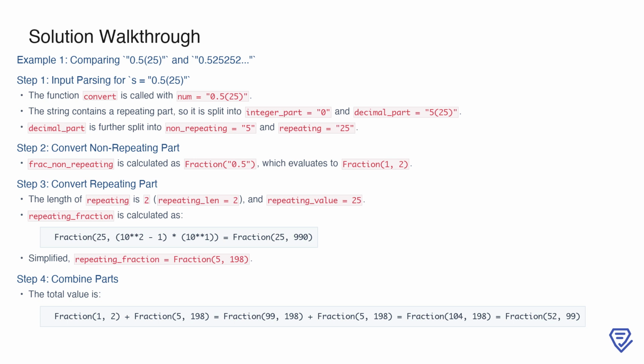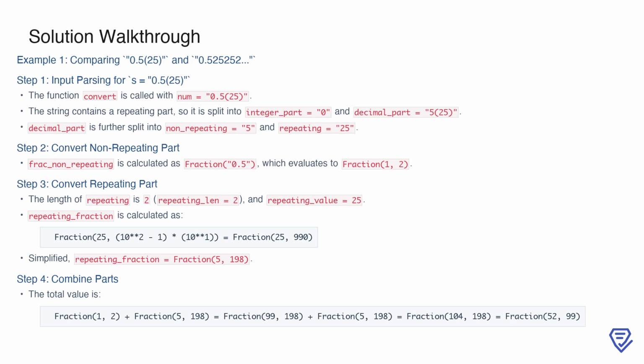Next, we calculate the fractional value of the non-repeating part. frac_non_repeating is determined as Fraction(0.5), which simplifies to Fraction(1, 2). Now, for the repeating part, we note that repeating equals 25 has a length of 2. This allows us to calculate the repeating fraction as Fraction(25, 10**2 - 1) * 10**-1, which evaluates to Fraction(25, 990). Simplifying this yields Fraction(5, 198).